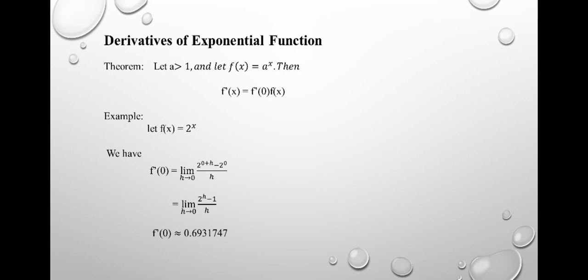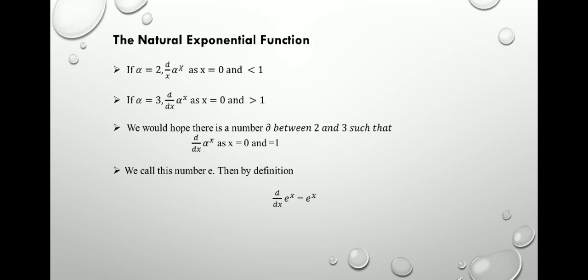Let f of x equal 2 to the x power. We have f prime of 0 is equal to the limit of 2 to the 0 plus h power minus 2 to the 0 over h as h approaches 0, which is equal to the limit of 2 to the h power minus 1 over h as h approaches 0. f prime of 0 is equal to 0.6931747. The natural exponential function.